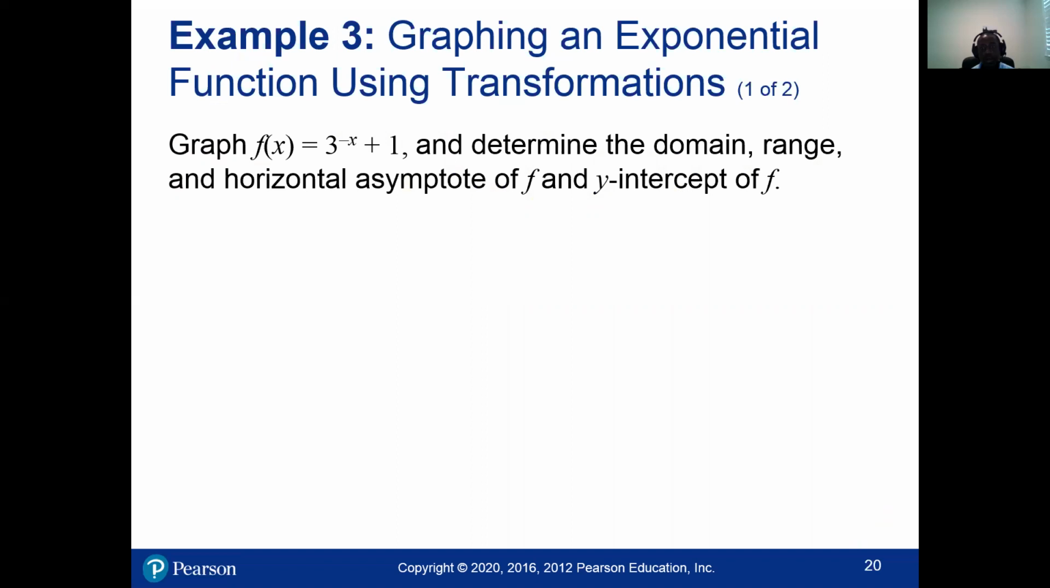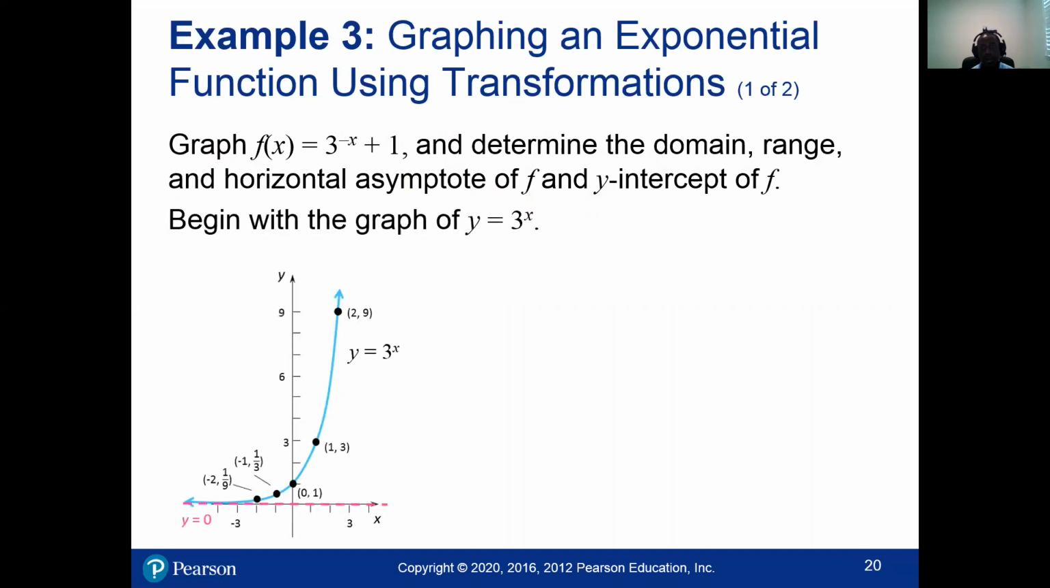Okay, part of chapter 2 and then chapter 3. So you could see that it's transcending through all the transformations that we considered. All right, so we want to determine the domain, the range, and then the asymptote and y-intercept for this graph. So we're going to go through the steps.